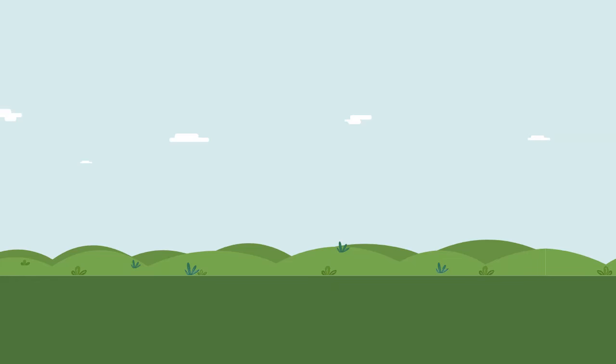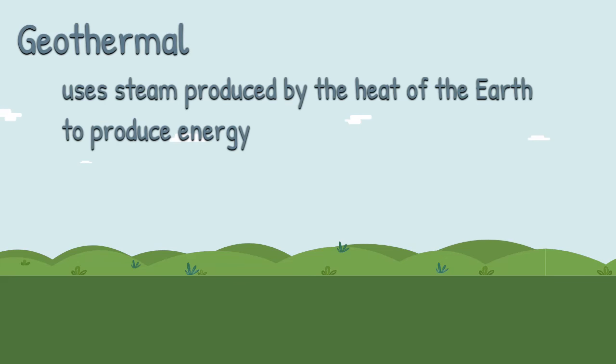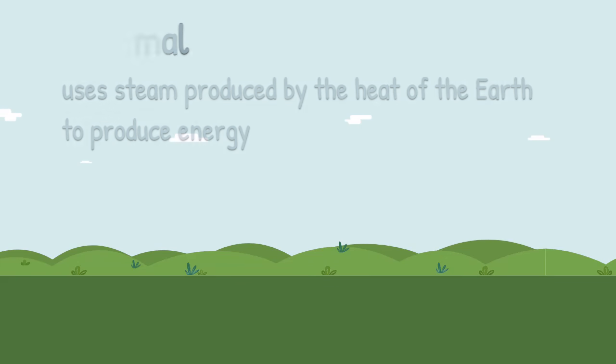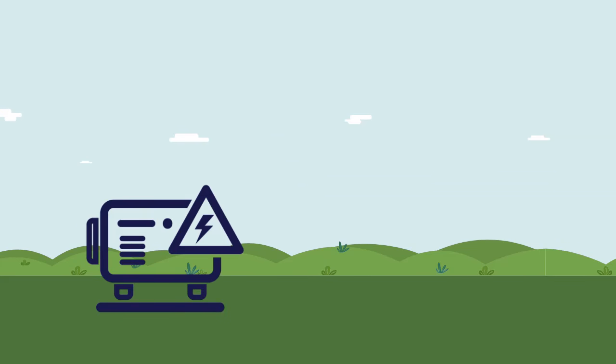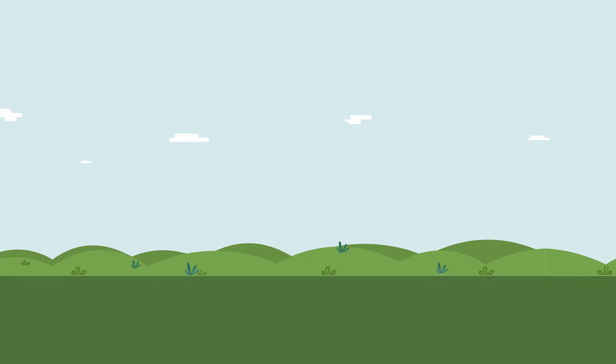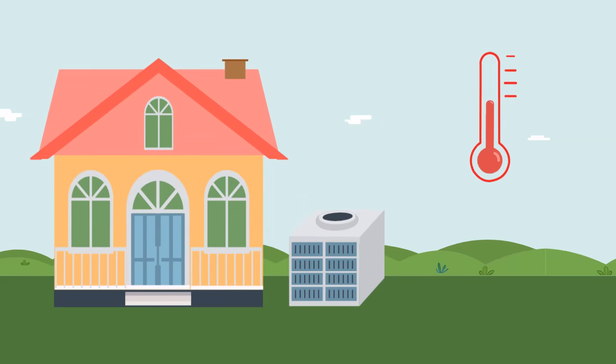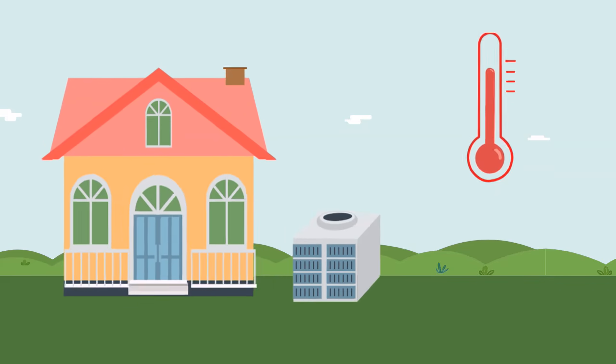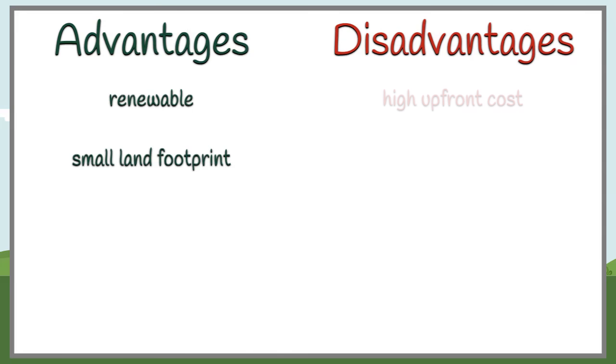Geothermal energy is another form of renewable energy. Geothermal energy uses steam produced by the heat of the earth. The steam is put under pressure and it turns a turbine. This turbine powers a generator that produces electricity. Geothermal energy can also be used for HVAC systems. These systems use the temperature of the ground to heat or cool fluids that are attached to a heat pump. The advantages of geothermal energy are that it is renewable and has a small land footprint. The disadvantages are that it is a heavy upfront cost and it is extremely location specific.